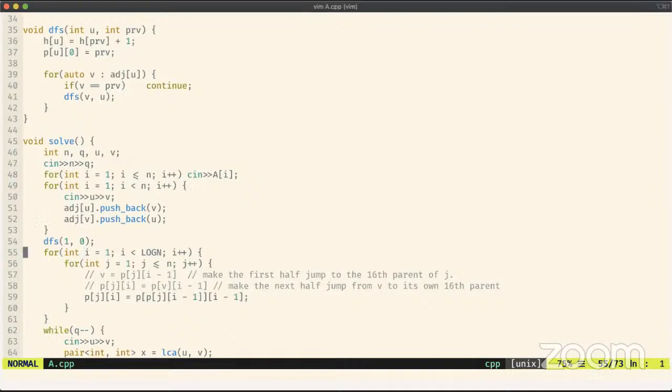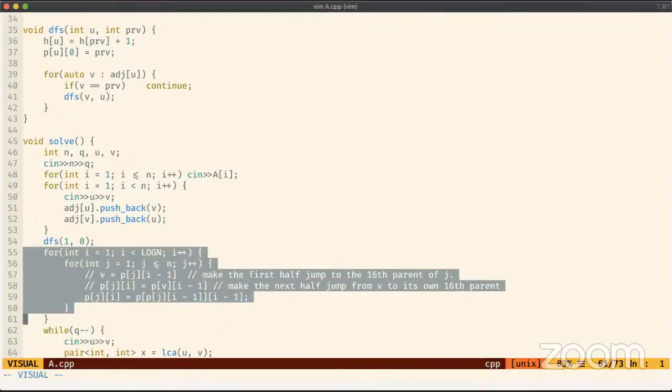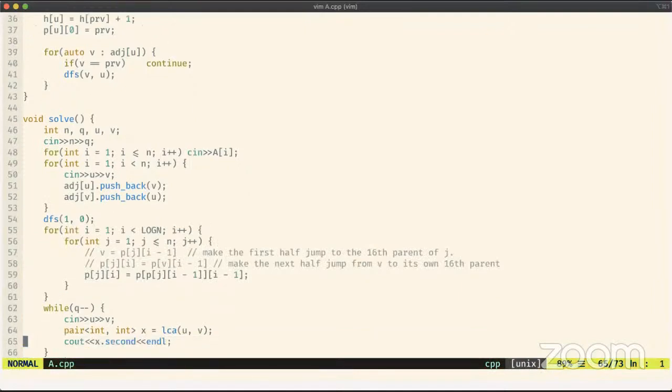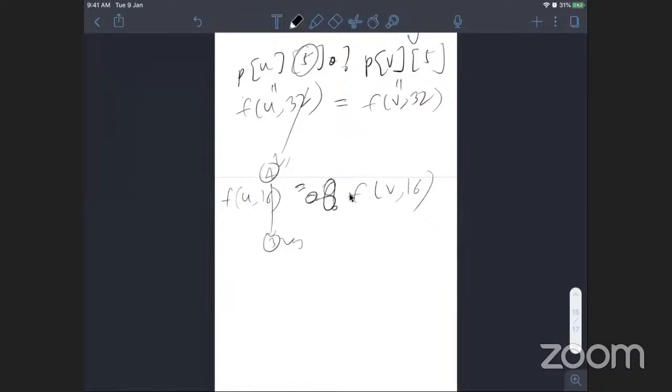After the DFS, this portion, is it? Okay, after the DFS, I'll just go to the iPad once more. Yeah, it starts. So I'll explain it through that. I think it's simpler visually.